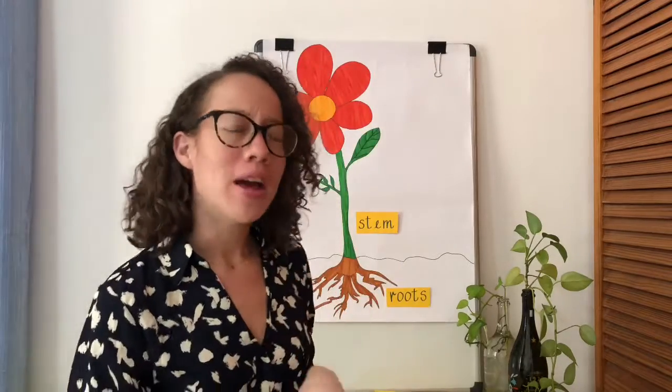Now, we're going to do a quick review again, just like we did last time, on some of the things that we've learned. So, we know that plants need 5 things in order to grow. Soil, water, sunlight, wind, and lots of space. Great job. Then we moved on to the different parts of the plant.